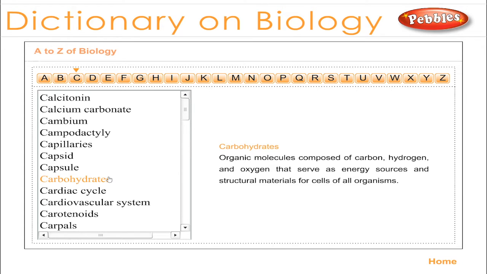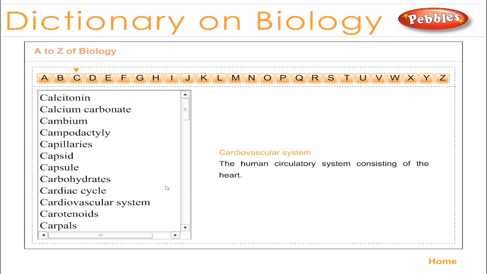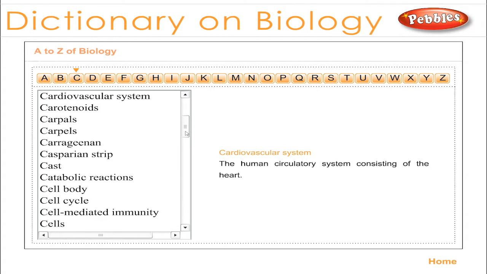Carbohydrates, organic molecules composed of carbon, hydrogen, and oxygen that serve as energy sources and structural materials for cells of all organisms. Cardiac cycle, one heartbeat, consists of atrial contraction and relaxation, ventricular contraction and relaxation, and a short pause. Cardiovascular system, the human circulatory system consisting of the heart.